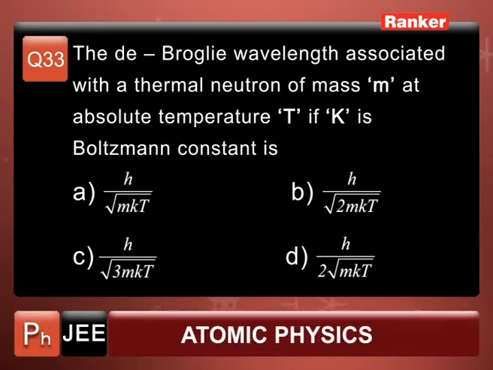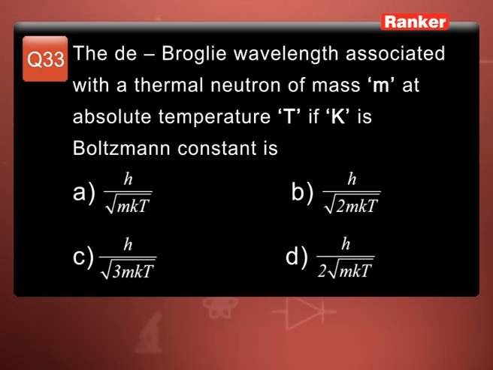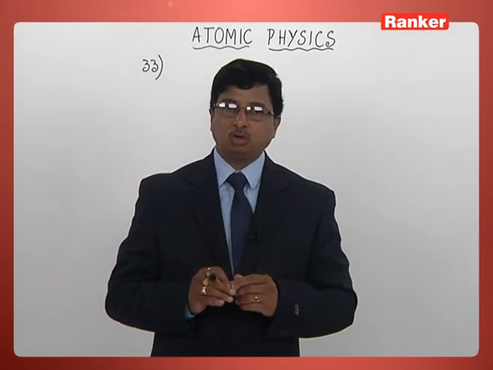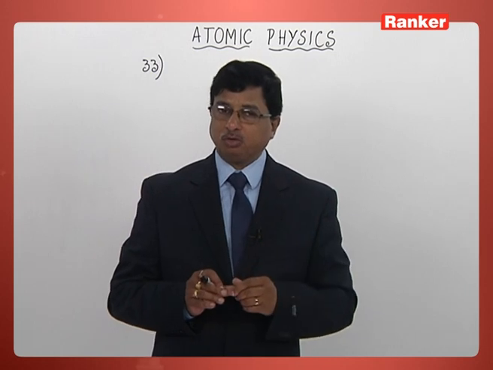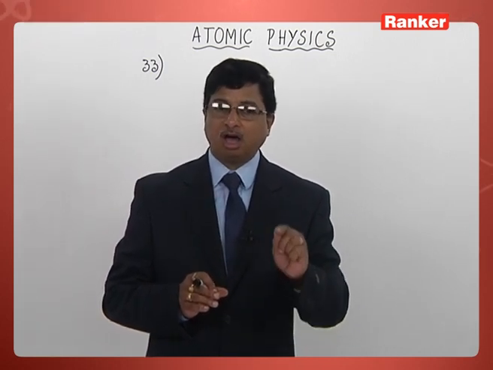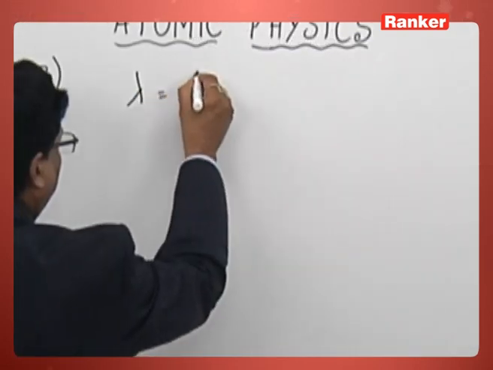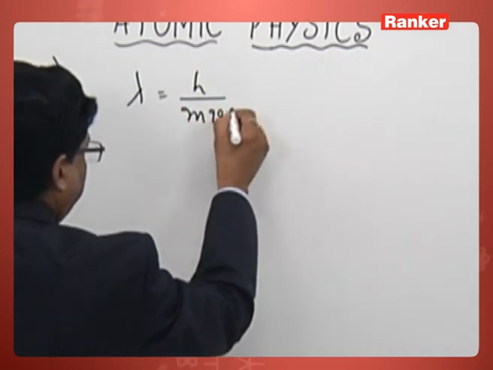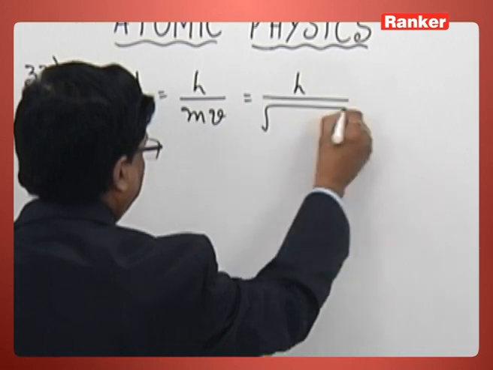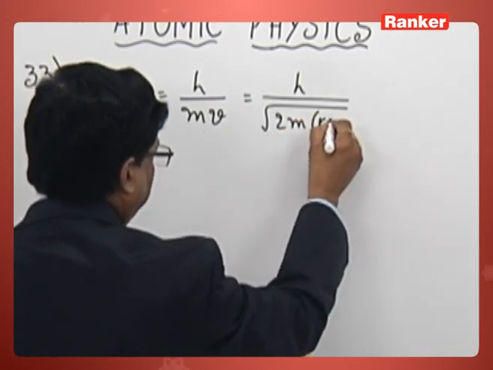First option is h by under root m kT. Second option is h by under root 2m kT. Third option is h by under root 3m kT. And fourth option is h by 2 root m kT. So what is the correct option out of the 4? He is asking you to calculate the de Broglie wavelength of a thermal neutron. So directly you can write lambda is equal to h by mv, which you can write as h by root of 2m into KE.